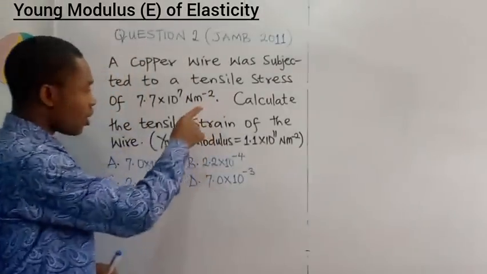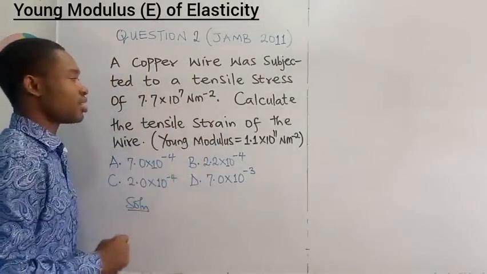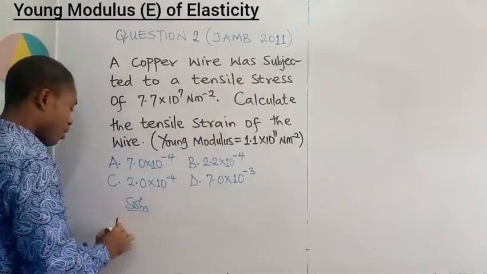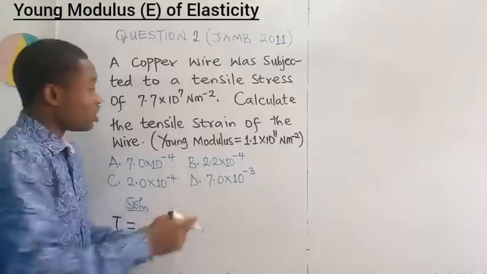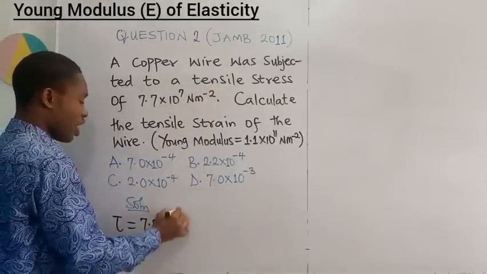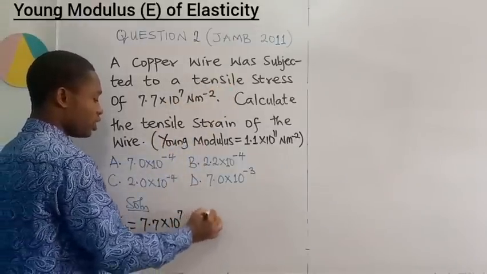Now, how do we obtain our tensile strain in this case? Remember, the examiner has given us tensile stress. So I want to declare my data to bring out the information I know. Tensile stress was given as 7.7 times 10 to the power of 7 Newton per square meter.